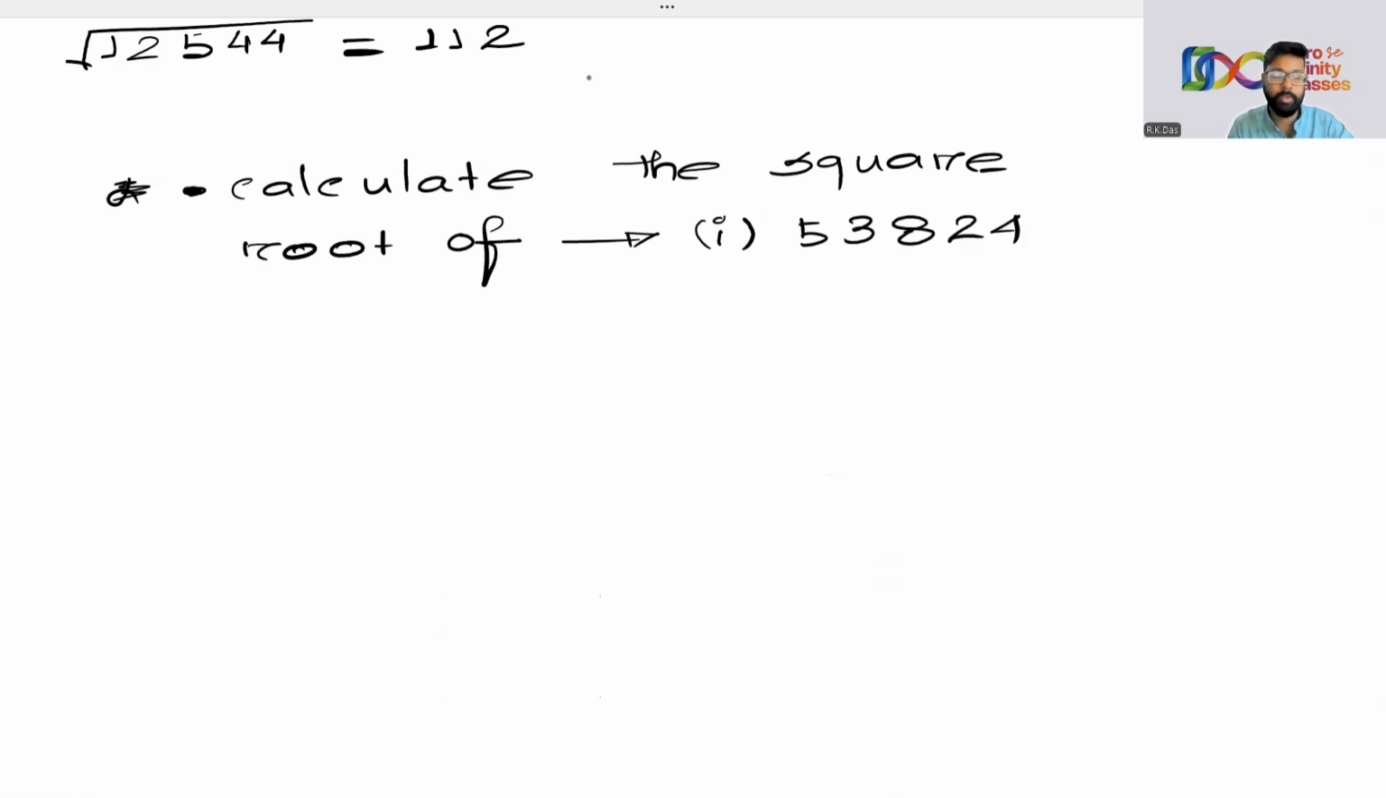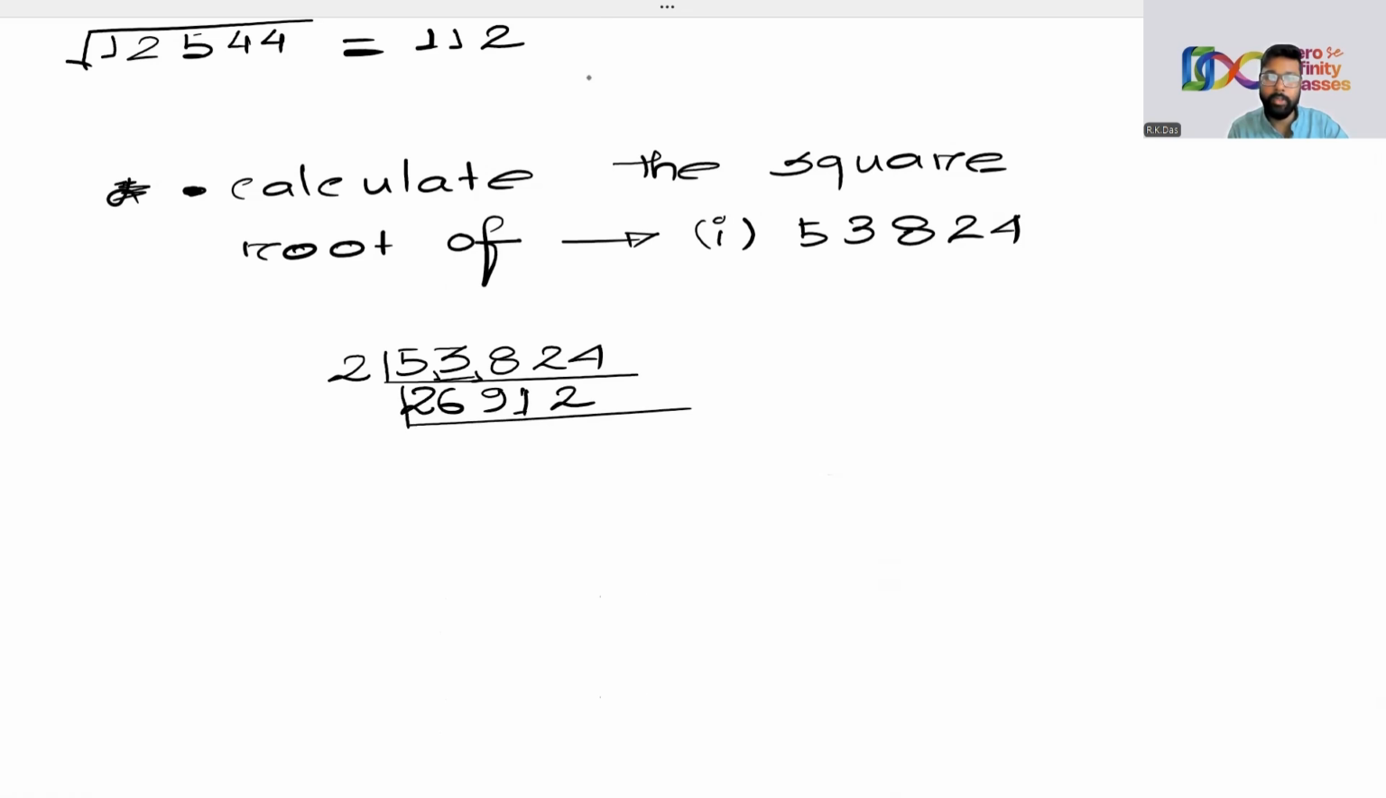53824. Okay, so again, the rule is we have to factorize 53824. Since the last digit is 4, it is divisible by 2. So I'm taking 2. 2 twos are 4, 1 in hand, then 13. 2 sixes are 12, again 1 in hand, 18. 2 nines are 18. 2 ones are 2. 2 twos are 4.